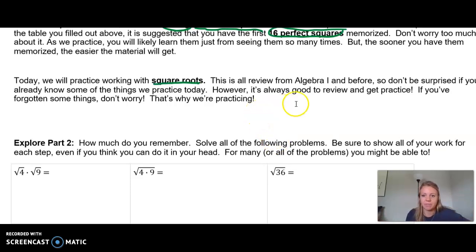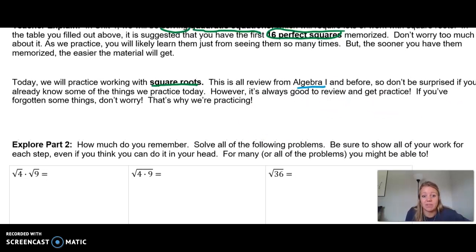So this is a review from Algebra 1. So if you don't understand it, then you need to practice. But don't be surprised if you already know some things, right? Hopefully they'll kind of come back. We're going to just try to pull out those old juices. But that's why we're practicing, if you forgot.